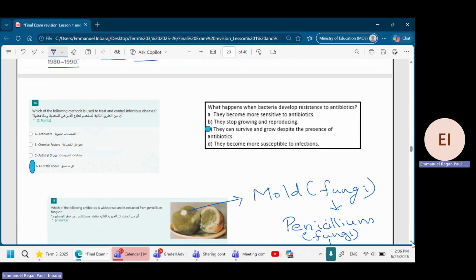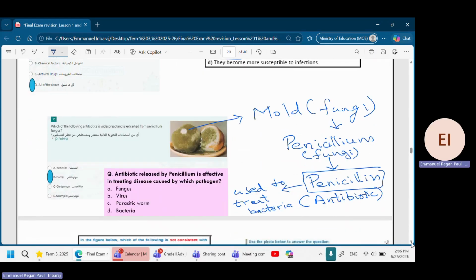See here. What happens when bacteria develop resistance to antibiotics? They can survive and grow despite the presence of antibiotics. Even though you take antibiotics, they will not be killed. They can grow and survive. Okay, so you can read this.